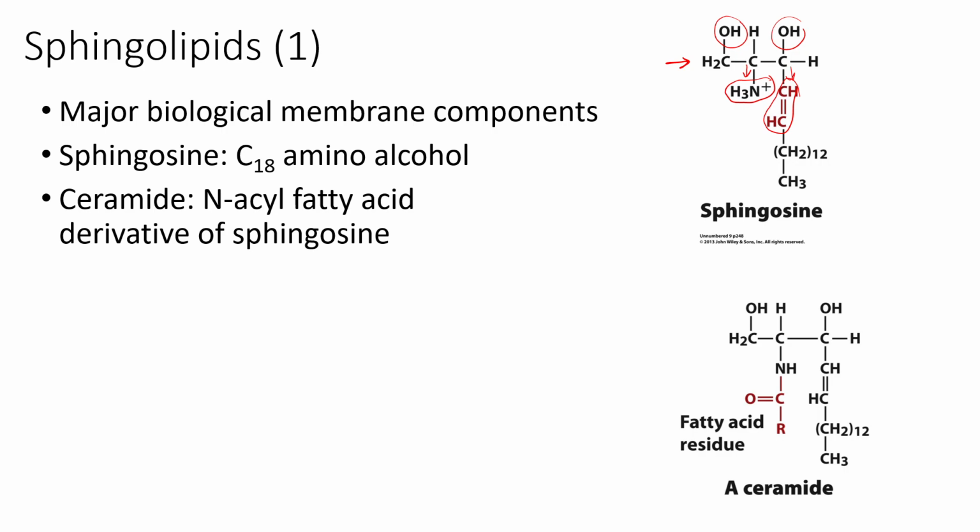So one of those derivatives is called ceramide. Ceramide is an N-acyl fatty acid derivative of sphingosine. So we can see on the bottom of the slide is ceramide. The original structure shown in black is our sphingosine with our 18 carbons, our trans double bond over here, our amino group over here, and our alcohols up top. When we add on a fatty acid residue to that nitrogen, which is why it's called an N-acyl, because we have the acyl group attached to a nitrogen, that's what makes it a ceramide.